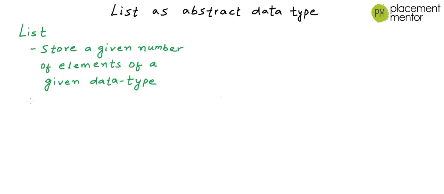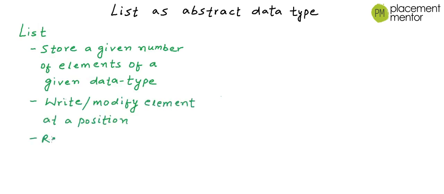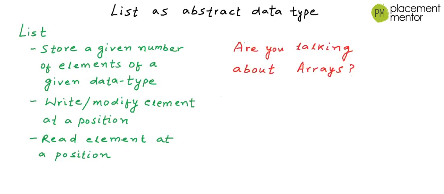The number of elements in the list will not change, and we will know the number of elements before creating the list. We should be able to write or modify element at any position in the list, and of course we should be able to read element at a particular position in the list. So if I ask you for an implementation of such a list, and you have taken a basic introductory course in programming, then you'll be like, hey, I know this. An array gives us all these features. All these operations are available with an array.